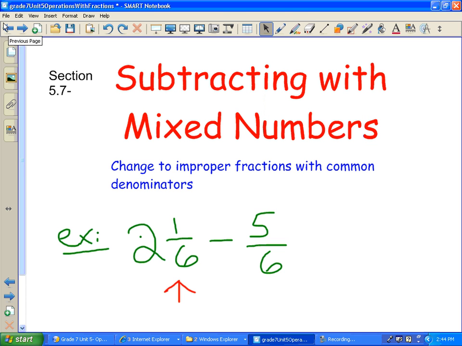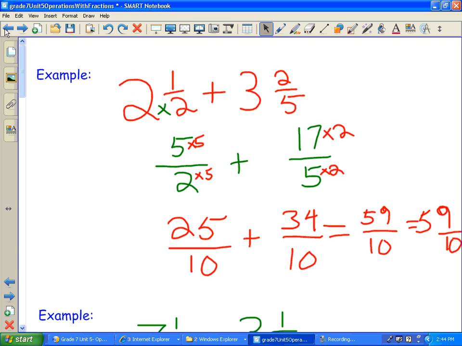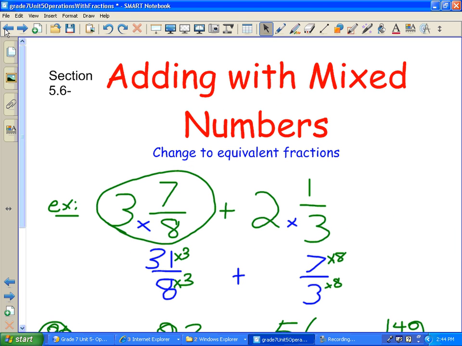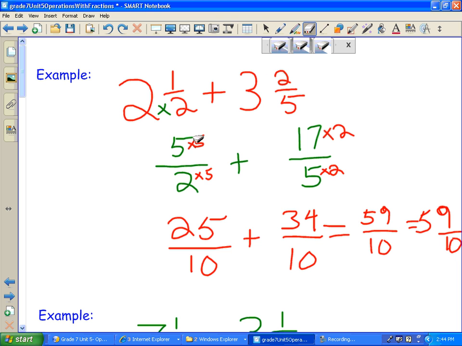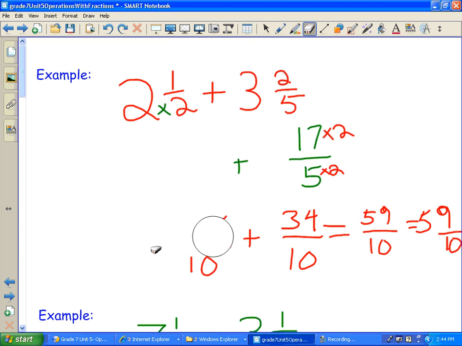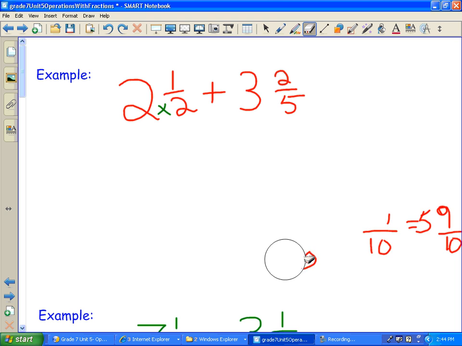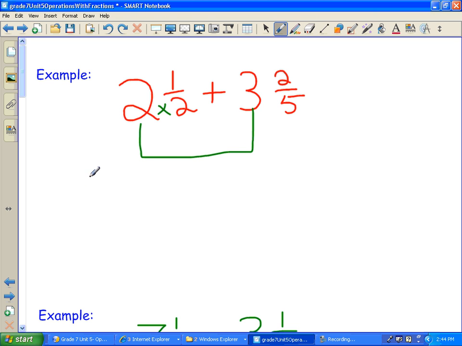Just before we get into section 5.7, subtraction with mixed numbers, I just want to show you something real quick with addition. In addition, sometimes you don't have to change it all to improper fractions. For example, if you've got 2 1/2 and you've got 3 2/5, for addition only, you can just add these two together. So now you've got 5 wholes put together.